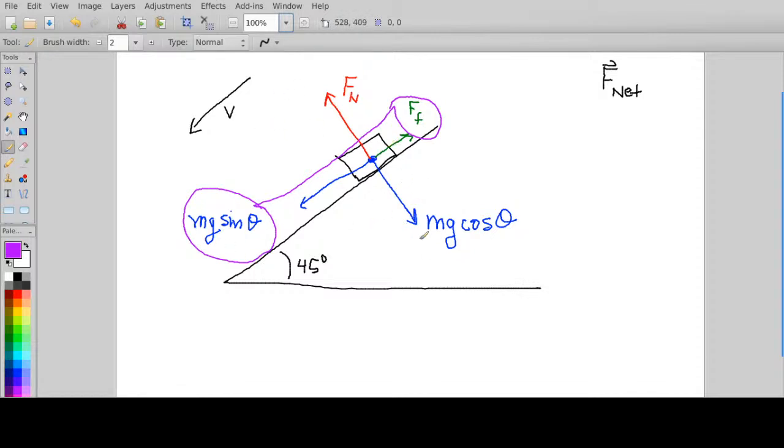If we hadn't, then it would have been part of gravity competing with the normal force and part of gravity competing with the frictional force. So you really have to break it up into its two component pieces.